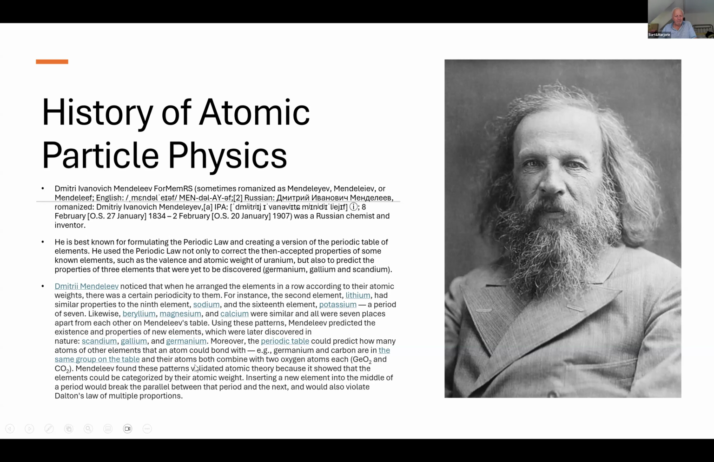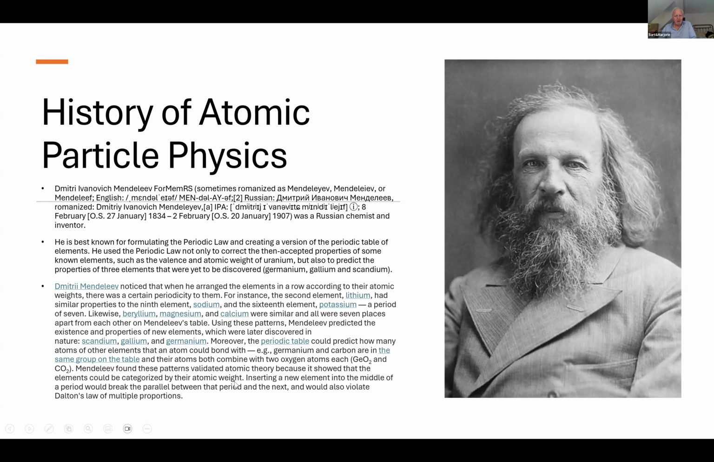So using these patterns, Mendeleev predicted the existence and properties of new elements, which is a real test: scandium, gallium, and germanium. And the periodic table could predict how many atoms of other elements an atom could bond with. For example, germanium and carbon are in the same group in the table, so their atoms both combine with 2 oxygen atoms each. We can have germanium oxide and carbon dioxide.